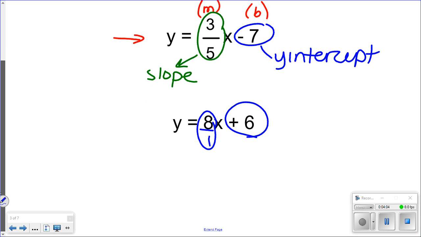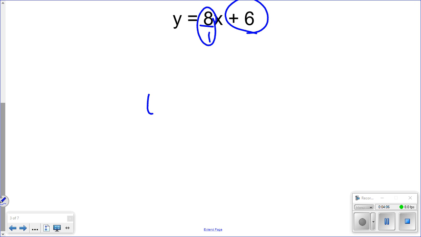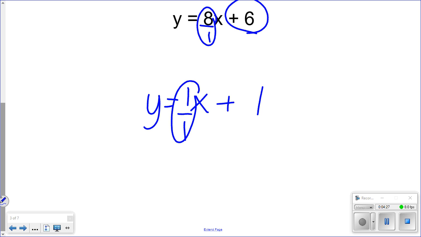All right, let's try this one. Y equals x plus 1. What's my slope here? What's my slope here? Aiden? It is going to be 1. Remember I said you can always put a 1 with a lonely variable? So 1 is my slope, 1 over 1. Okay, and then what's my y-intercept? See this one. Okay, try this one.